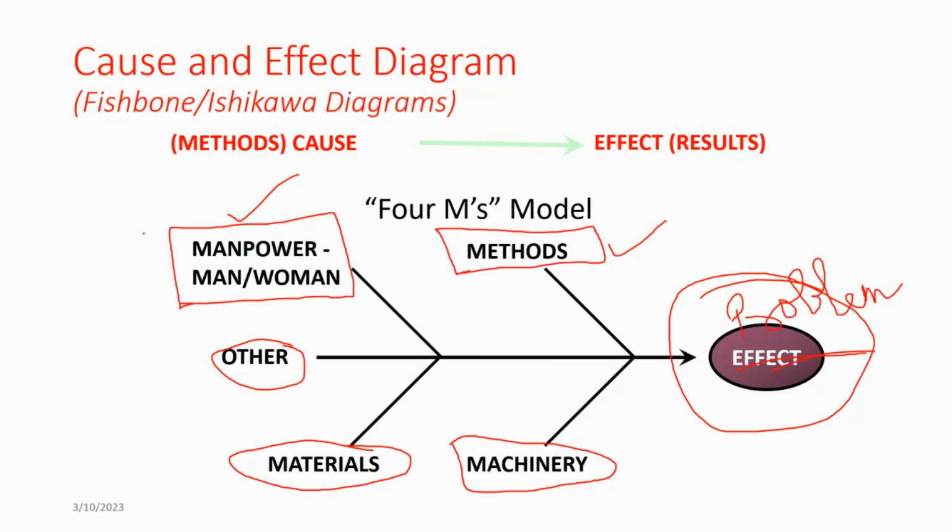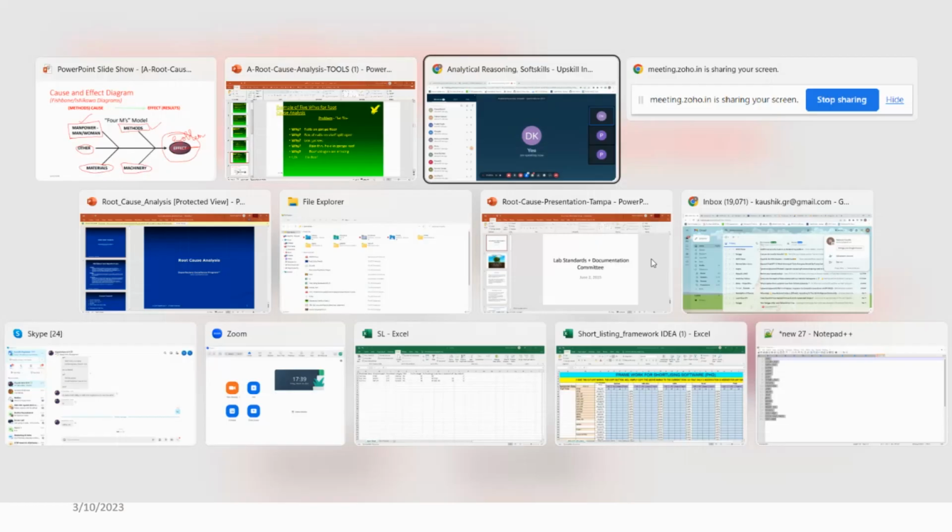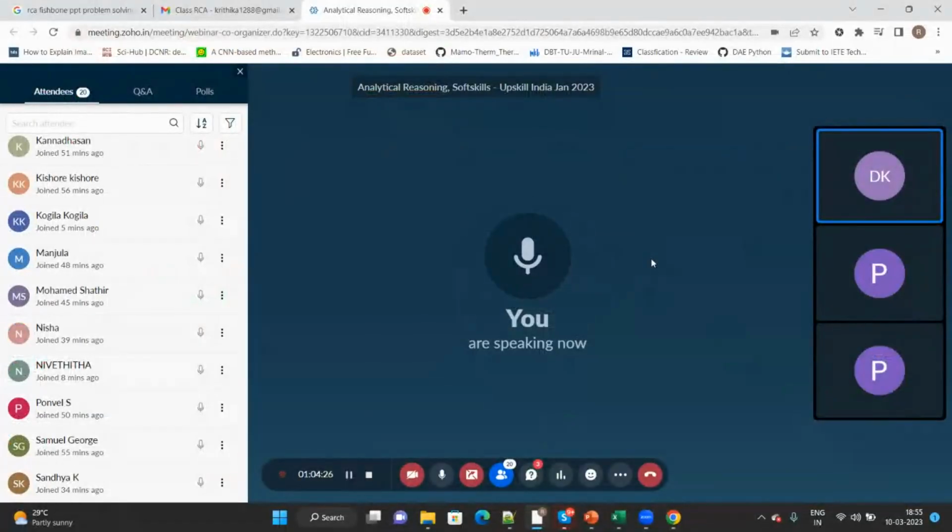In that way, you will come to know the core cause which contributes to this problem. Okay. Is this clear till now? Am I clear till now? Is it clear?